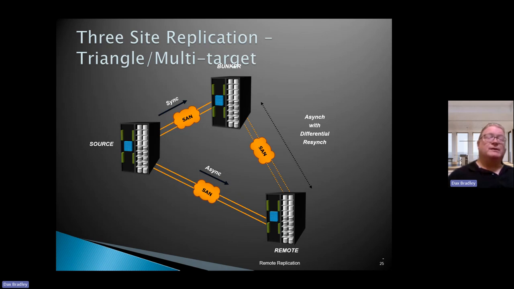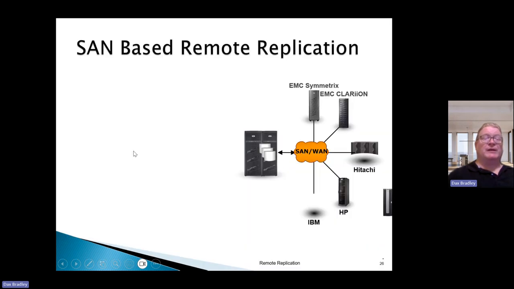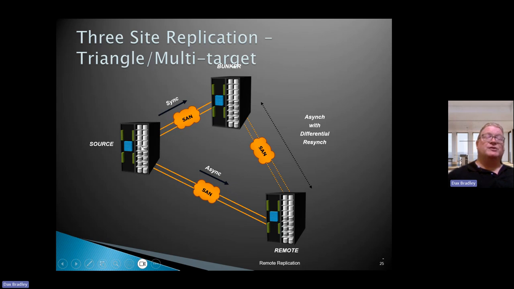In multi-target triangle replication for three-site replication, you've got the three sites operating like a star topology. It's like a ring network. You have the source technology here. The source sends synchronous data to the buffer, which sends asynchronous data with differential resync to the remote site, which works in both directions. So you have synchronous and asynchronous operating at the same time. One remote site takes the asynchronous and the synchronous data goes to this buffer, and they're shared back and forth.